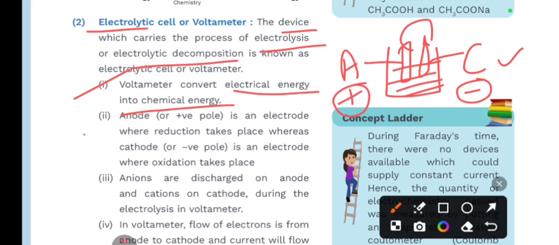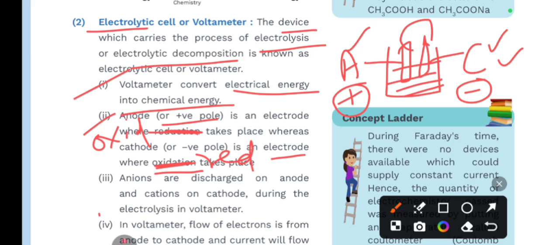So you can see here the anode carries positive charge, where oxidation will take place, whereas the cathode is an electrode where reduction will take place. Here the opposite is written. Here we will write oxidation, and there you will write reduction. So always at the anode oxidation will take place, and always at the cathode reduction will take place.